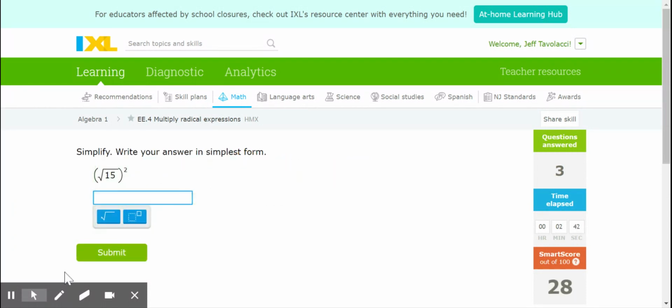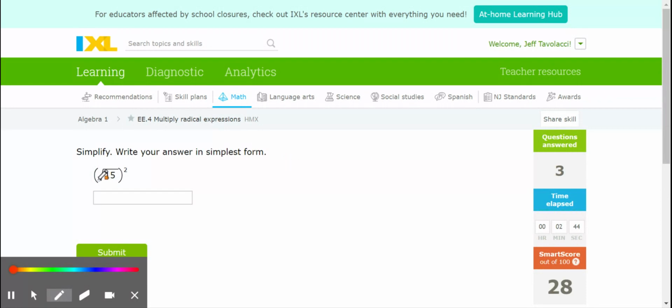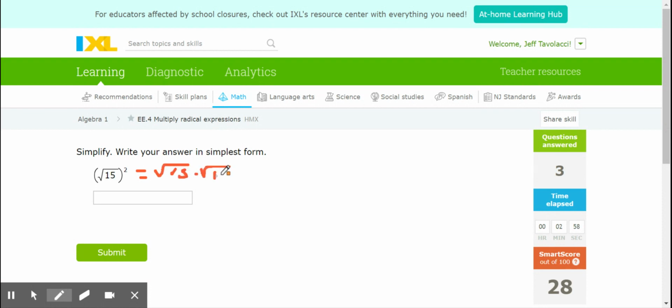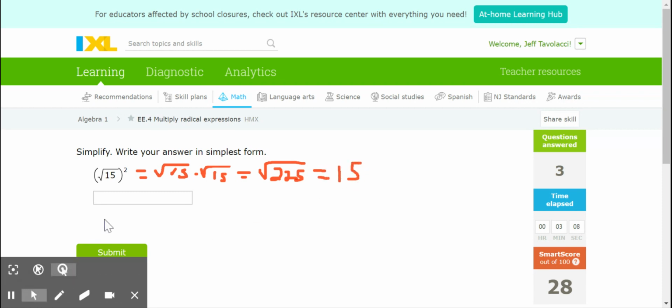Okay, now, like I said before, root 15 times root 15. When you square something under a square root, we're just going to be left with what's underneath. And we can prove that root 15 times root 15 is square root 225. And the square root of 225 is, of course, 15.